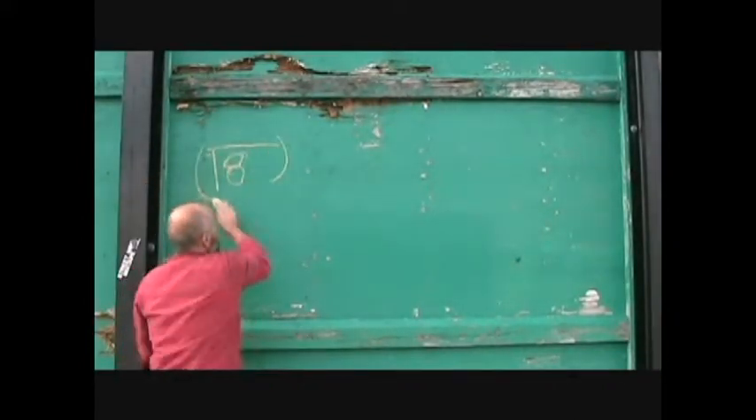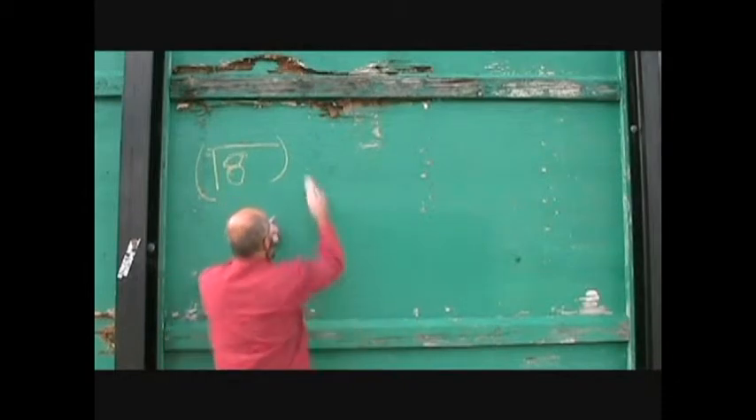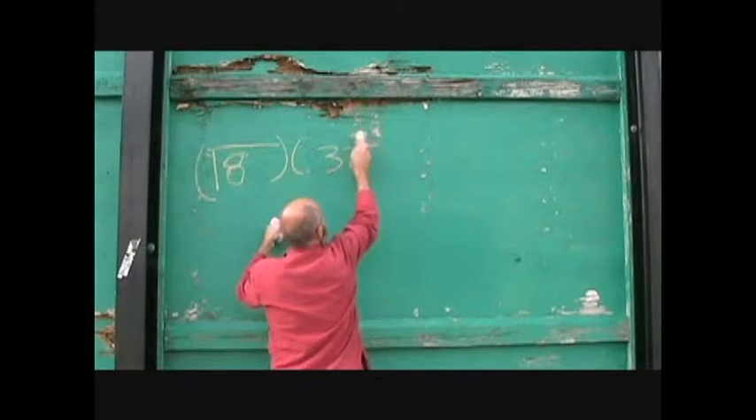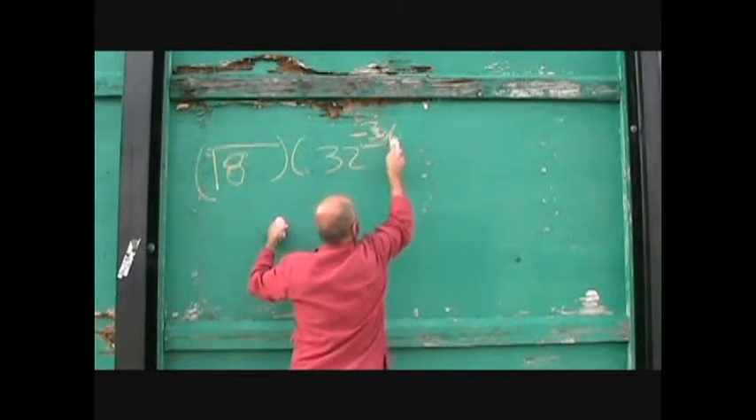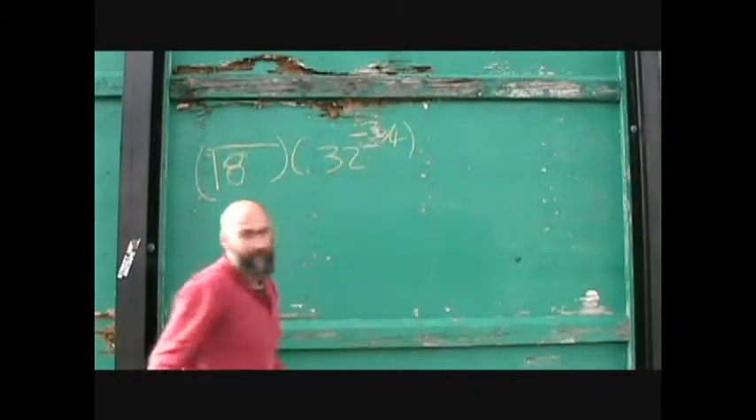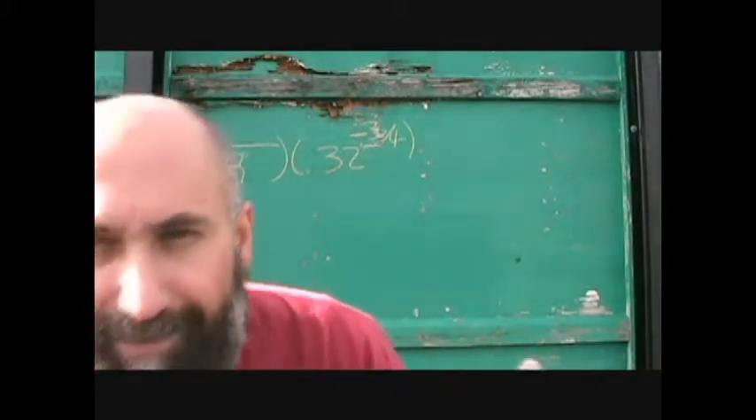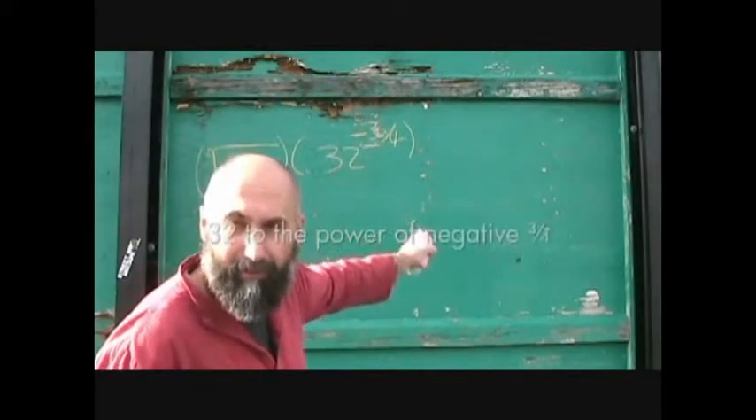Okay, let's talk about the radicals and see how we can combine things that are a little more complicated from all these operations that we've learned. So for example, let's say you had the square root of 8 times 32 to the power of negative 3 over 4. Square root of 8 times 32 to the power of negative 3 over 4.